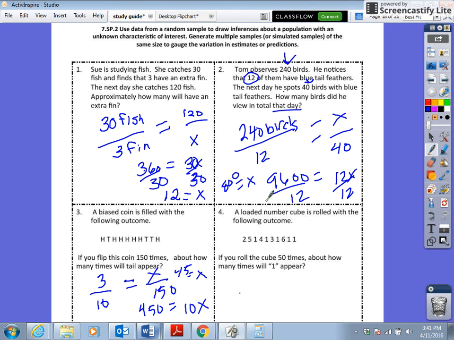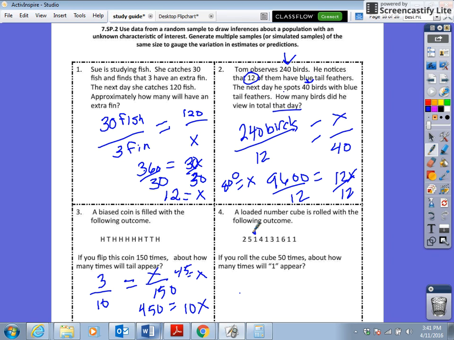A loaded number cube. When it says biased coin and loaded number cube, a loaded number cube usually means that maybe there's more of one number on one side, or it's weighted differently than the other side, so maybe it lands on one number more often than the other numbers. A loaded number cube is rolled with the following outcome. If you roll the cube 50 times, about how many times will 1 appear?